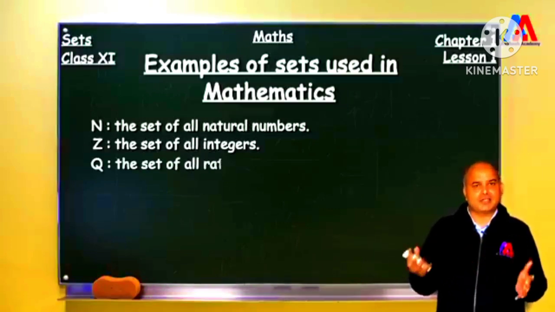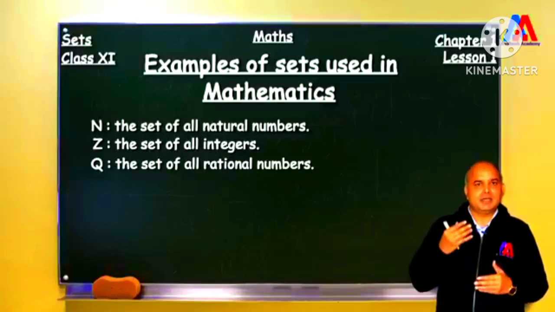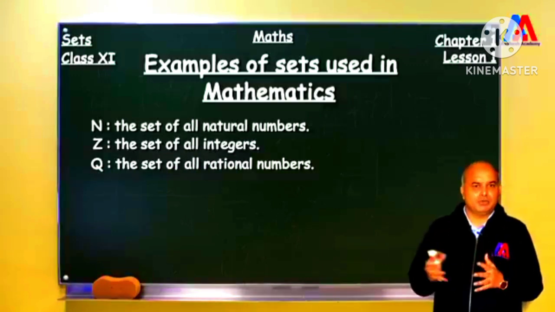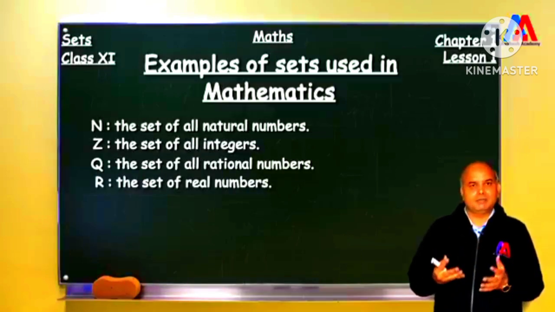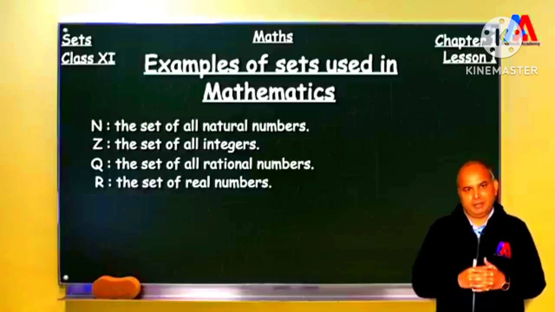Q is the set of rational numbers. So rational numbers are those numbers which can be represented in a by b form. So these are the rational numbers, and that is generally represented by the term Q, and R is the term of real numbers. So real numbers are the numbers 1, 2, 3, 4, 5. These are which cannot be a negative number.